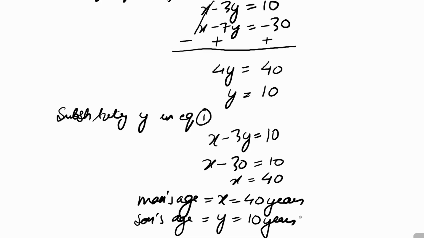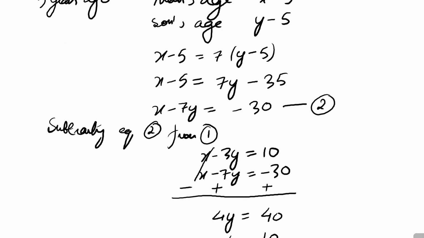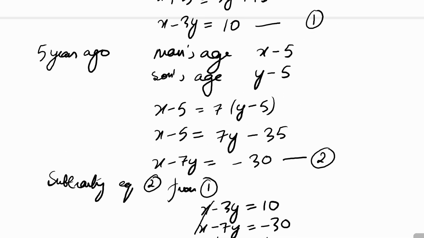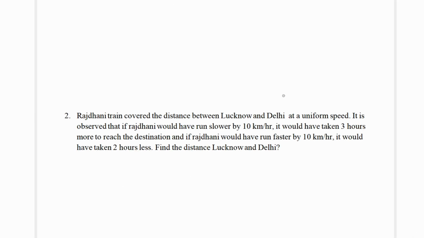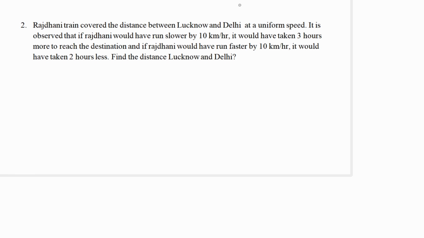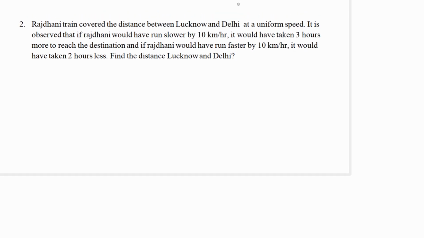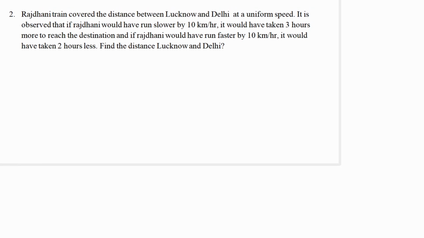Now see, the name of the chapter itself is linear equation in two variables. So in each of the word problems, we will be given two conditions. And from those two conditions, we will form two equations, and then using two equations, we will find the two variables. So, moving on to the next question.